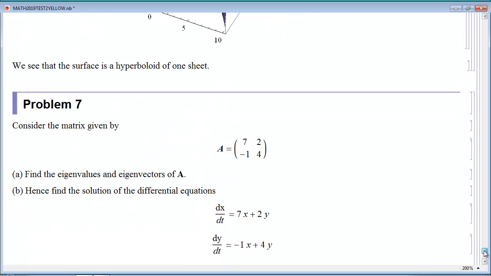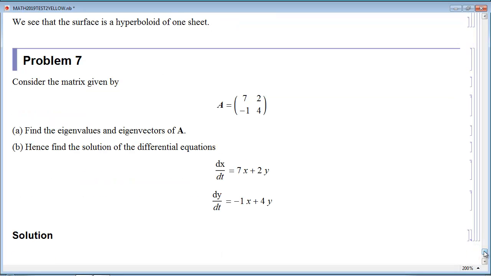Now we go on to question 7, the last one, and we're asked to look at this matrix A, and find its eigenvalues and eigenvectors, and then use that to solve this system of differential equations. And if we look at the top row of the matrix, we can see that that's equal to the coefficients of X and Y in the first equation, and likewise in the second. So let's go and do that.